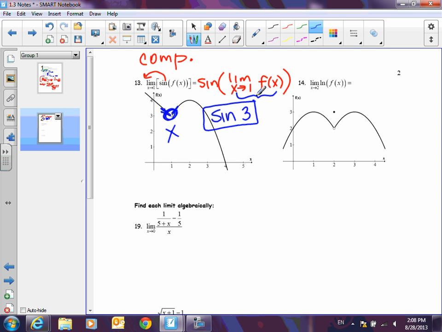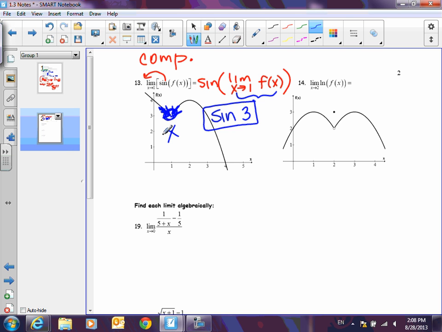Okay. So I want you to look at number 13, and I want you to try 14 on your own. It's very similar. So this point over here does not matter when I'm finding the limit. If I asked you, what is f of 1? Well, then you would look to that point. The limit has to do with where the graph is getting really close to.